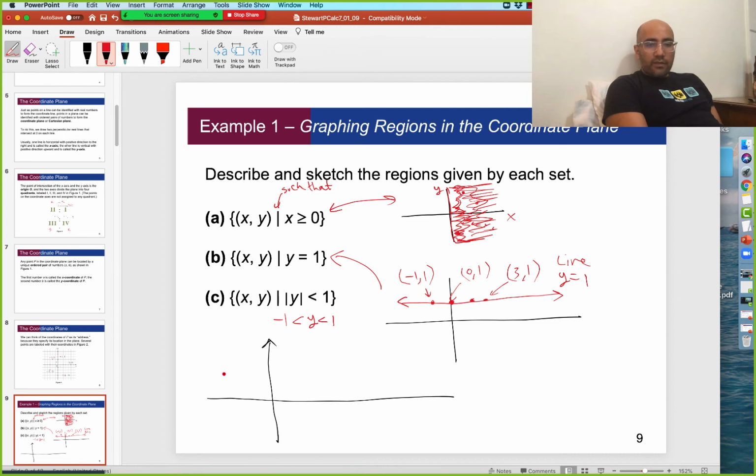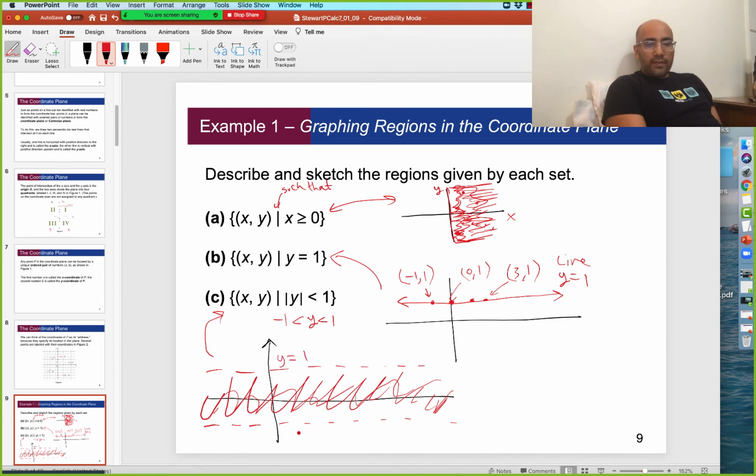So if we think about that for a while, we see that it's going to create a little tunnel like this. All the ordered pairs trapped in between these two will be described by that guy, where this is the line y equals 1, and this is the line y equals negative 1. Any questions?